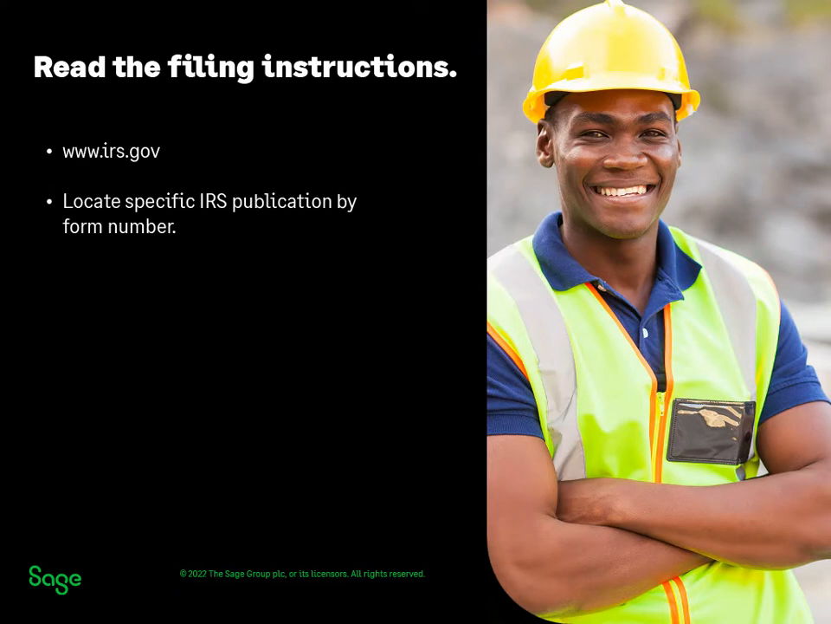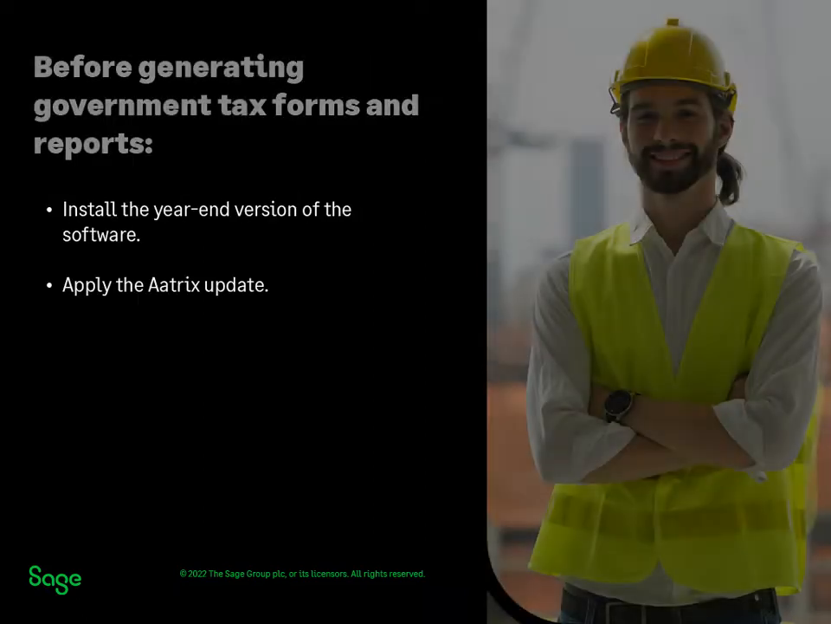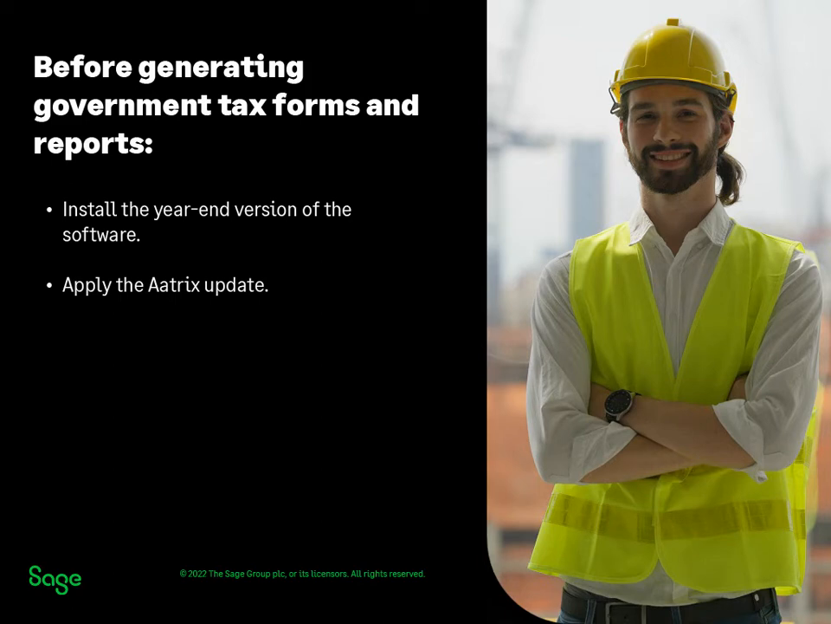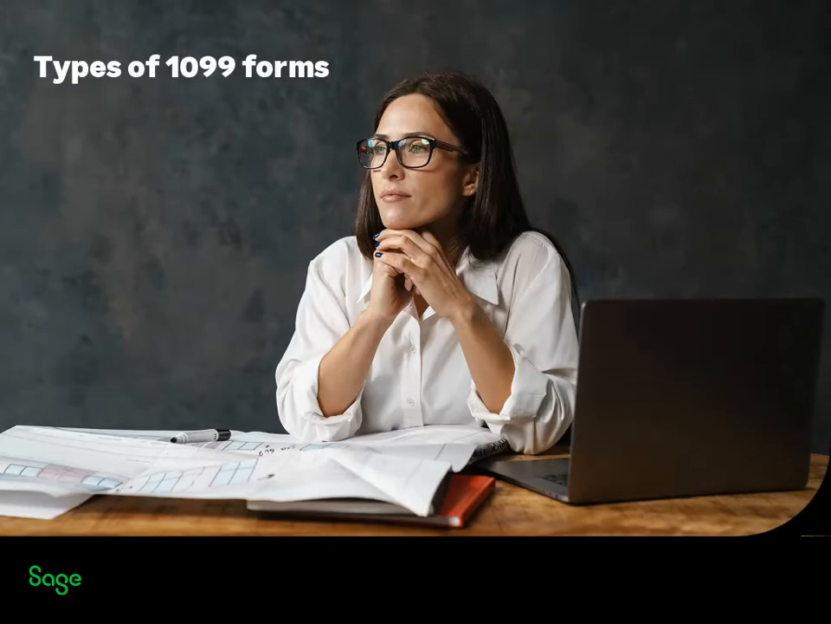Oh, and I also went to the IRS website and downloaded the filing instructions. Yes, it's always a good idea to look these over every year. And make sure you install the year-end version of the software and the Aatrix update before you generate government tax forms and reports. Let's talk about the types of 1099 forms.